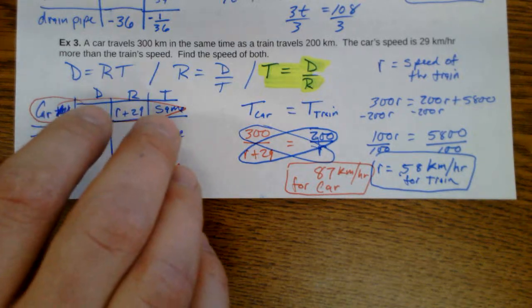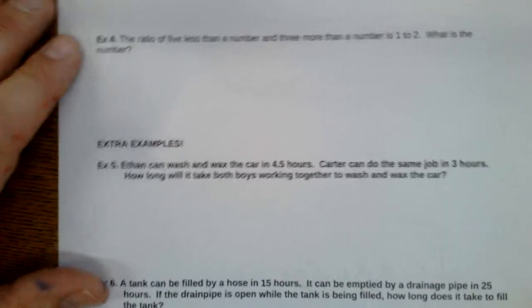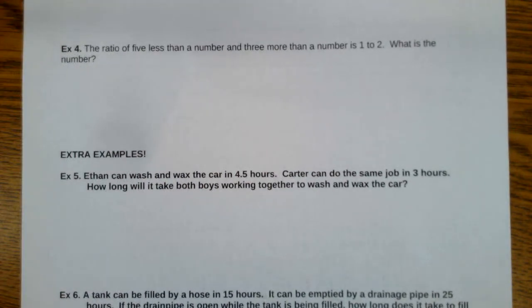All right, we got one last question, and then everything else is just extra. If you want to see those, we can show you those. So here we go, ladies and gentlemen. The last one is some numbers. So here I've got the ratio of 5 less than a number and 3 more than a number is 1 to 2. What is the number?